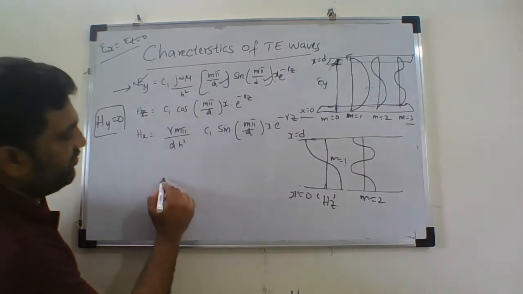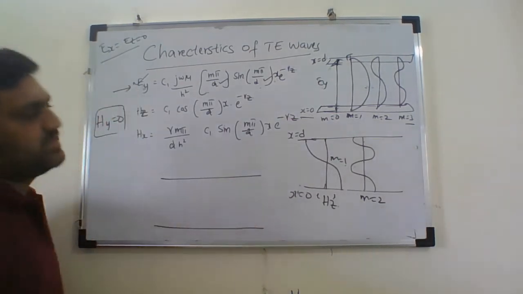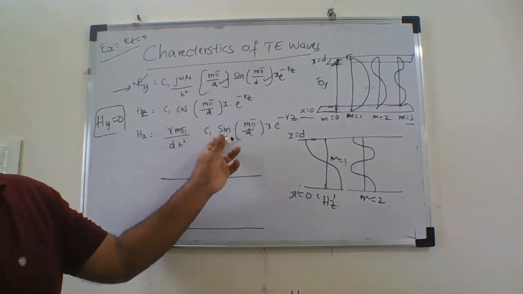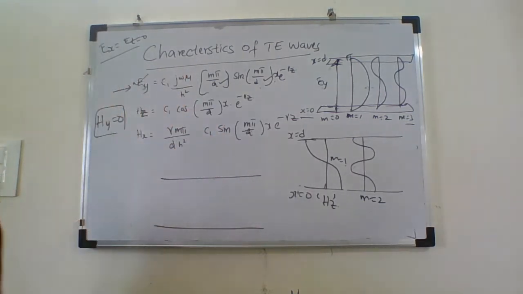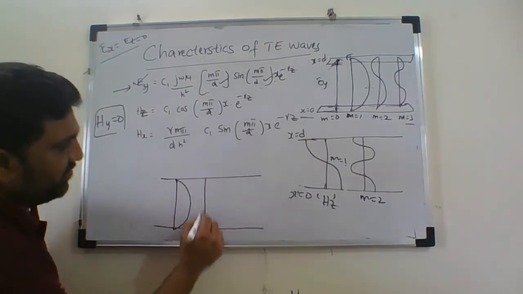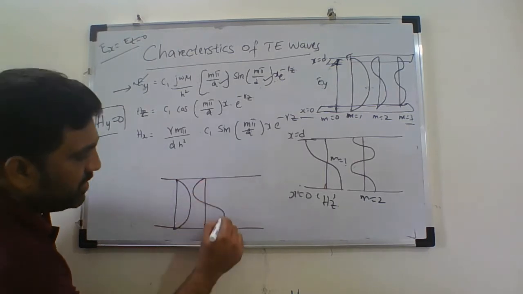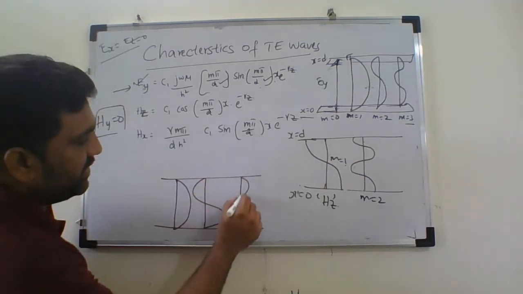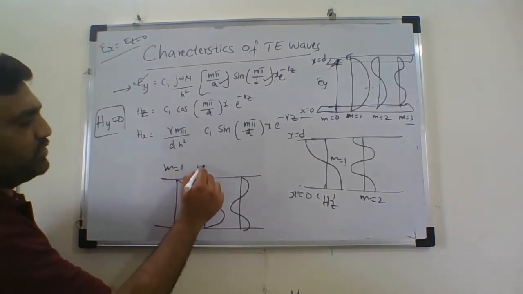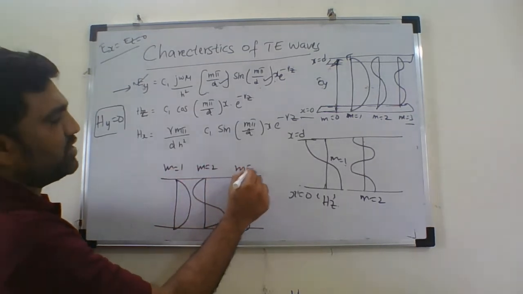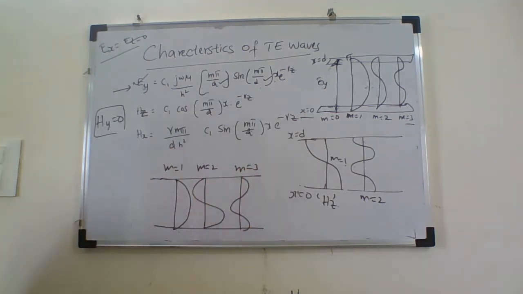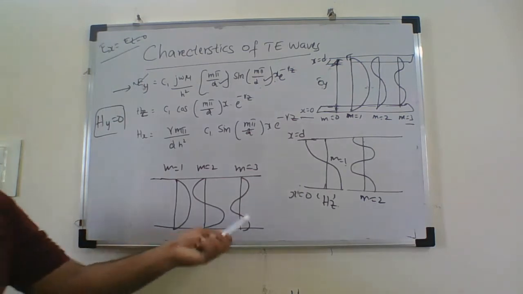Next, similarly, if I look at Hx, Hx also is a function of sine, so it is similar to that of Ey. So the field pattern will be a sinusoidal field pattern, and it depends upon the m value. If m is equal to 1, I will get like this. If m is equal to 2, I will get like this. If m equal to 3, I'll get like this. So based on the m value, the number of half cycles inside the waveguide will change.